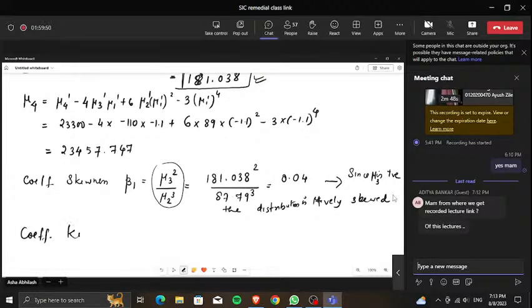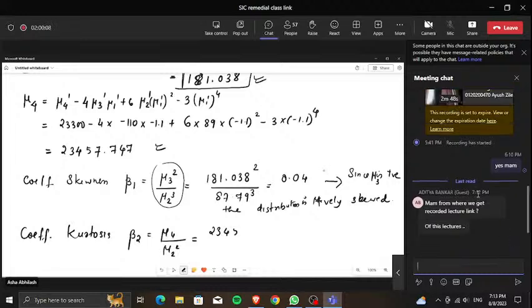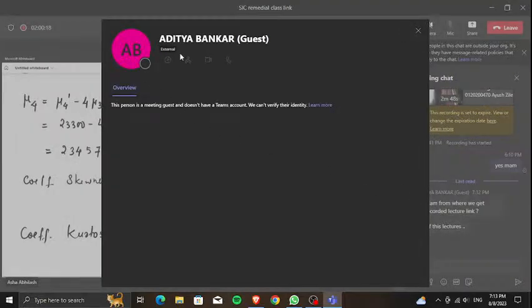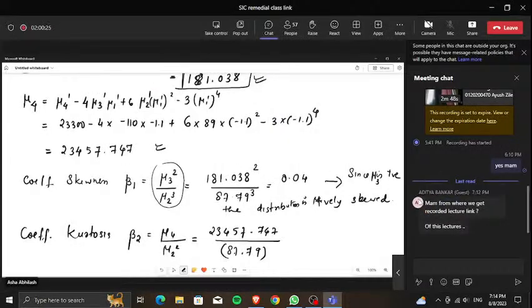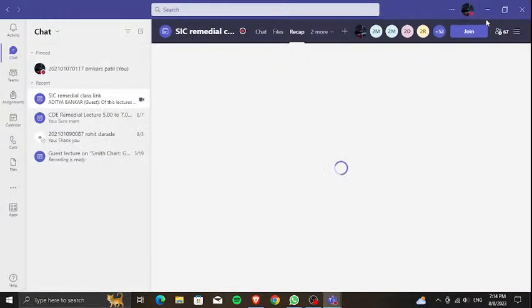Now, coefficient of kurtosis, you can find by using the value beta 2. The formula is mu4 divided by mu2 square. The mu4 value you can see here, 23,4,5,7.747, 747 whole divided by mu2 square. What was the mu2 value? 87.79. So this one whole square. So quickly find this value too. 3.04.